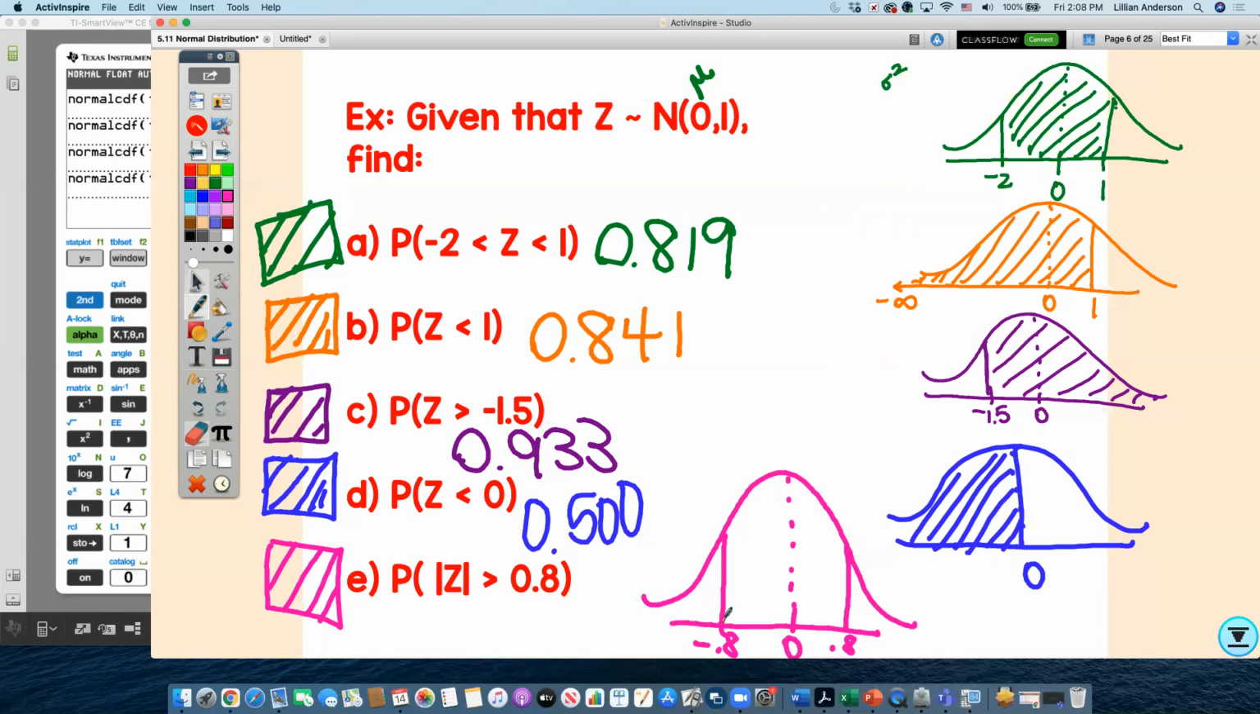But the shading, since it says it's going to be greater, recall absolute value inequalities. For one you keep greater, for the other you had to switch the sign. So you're trying to find this here and this here. You're trying to find both of those probabilities. You add them up and you get your answer.